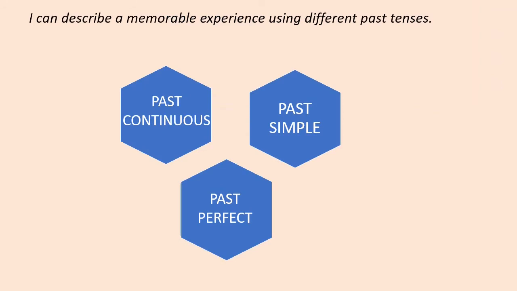At the end of this lesson, you will be able to describe a memorable experience using different past tenses. You will know when to use past simple, which is the simplest of the three. You will be able to use past continuous. You will distinguish between the verbs which are regular and irregular, and you'll know how to spell them. And lastly, you'll know when to use the past perfect tense.